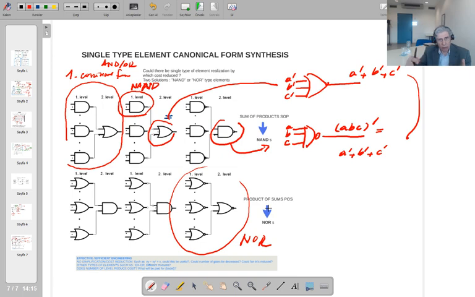The question after this is this. We reduced the type of elements to one. We reduced the levels just to two. These are good news. What is bad news is this. Do we need all these number of gates in the design? Can we design the same function by using a smaller number of gates? That's the next question. Okay, so that's the end of this video then.